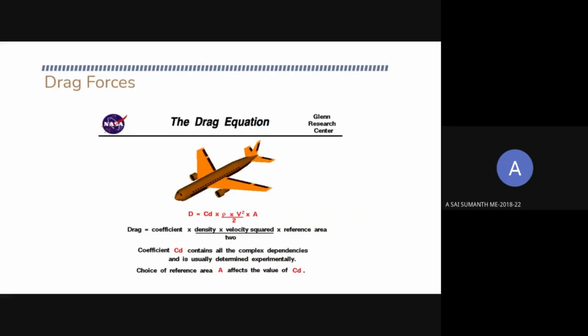As you can see on the screen, this is the drag equation, which is given by CD into rho into V square into A by 2. Here CD is the drag coefficient, rho is the density of air, V is the velocity of the car at which it is moving, and A is the reference area, which is basically the front area of the car.